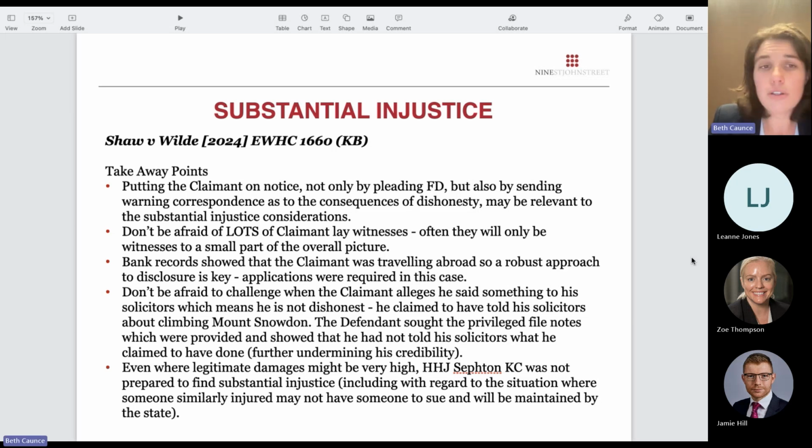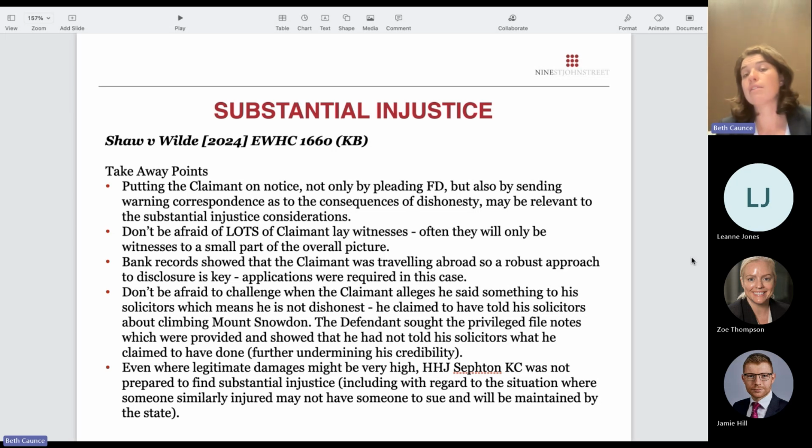Some takeaway points from this case. Putting the claimant on notice, yes, by way of pleading fundamental dishonesty, but also by way of those sorts of warning letters, might be relevant to the substantial injustice considerations, so they are always worth thinking about. Don't be too cautious or afraid if the claimant presents a significant number of lay witnesses to support their claim.